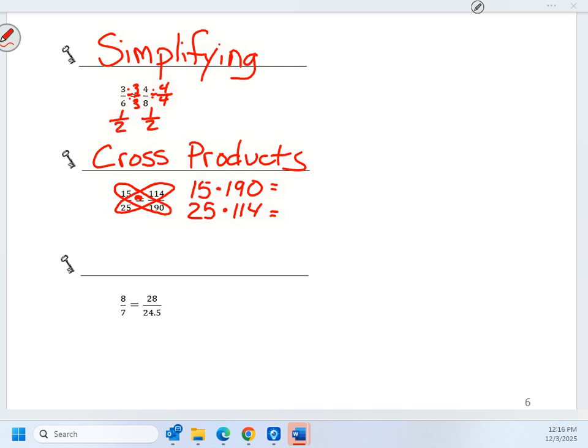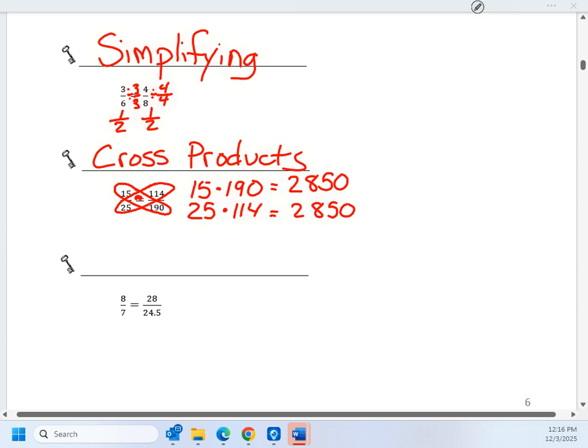What is 15 times 190, Madeline? 2,850. 2,850. What is 25 times 114? Elliot? 2,850. They are the same. So they are a proportion, because my cross products are the same.